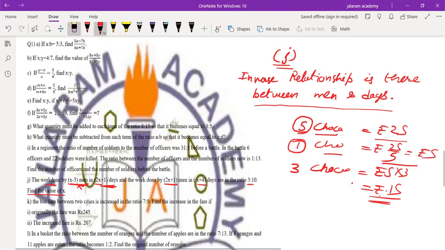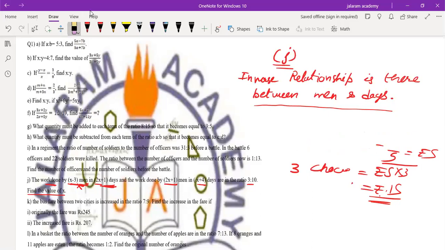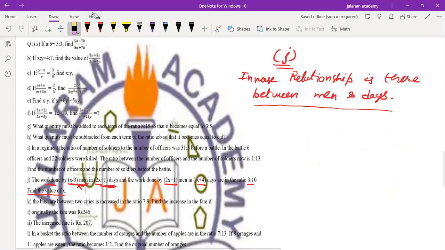A similar thing is used in this question. When we find for 1, it increases, due to which in place of division, here we have to use multiplication, as it is an inverse relationship. So in this question, the work done by x minus 3 men, we write, the ratio of their work done is 3:10.